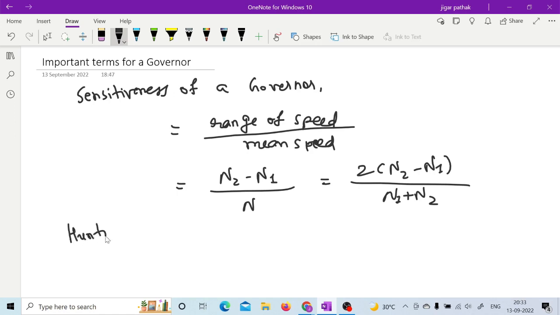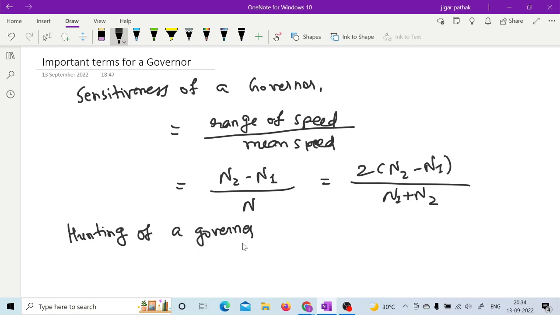After that, the hunting of a governor. Hunting of a governor means whenever the fly ball moves away, as we have discussed, your fly balls will move away when the load is less, because the speed is going to increase, and that is why the m r omega square will be experienced in an increased amount, and the fly ball will move up. When the fly ball moves up, it will try to reduce the fuel supply so that it can again come back to the equilibrium speed.